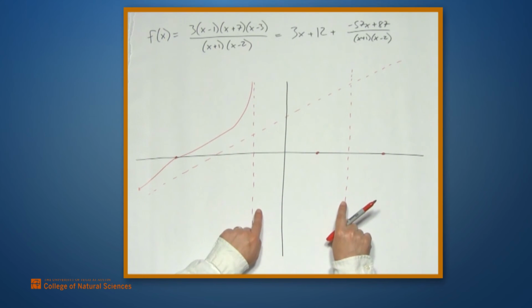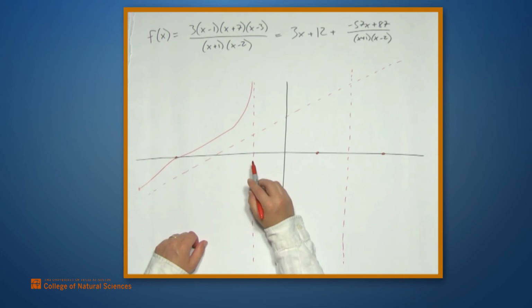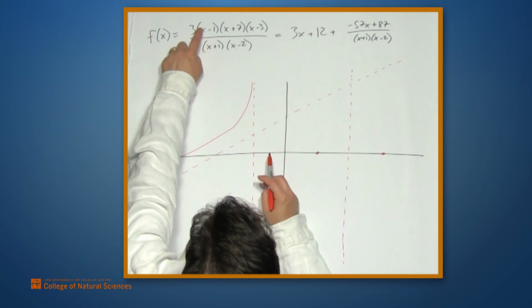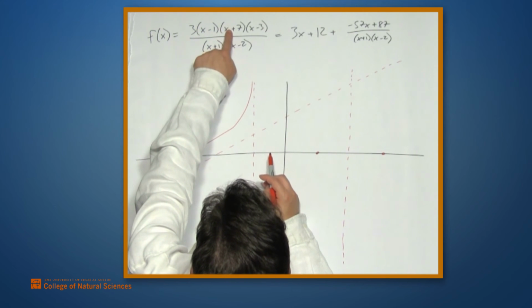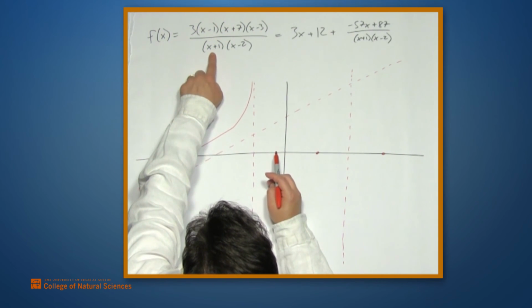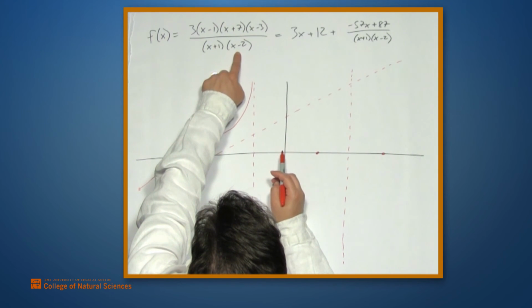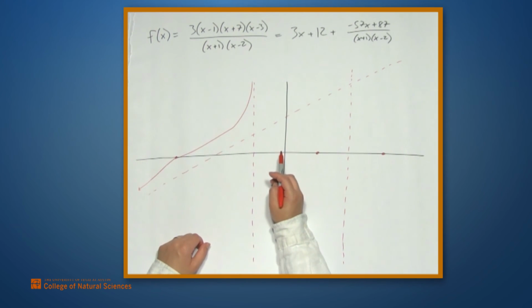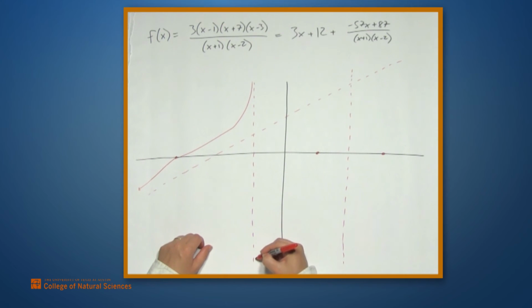Now, let's see what happens between these two vertical asymptotes. If we plug in something slightly larger than negative 1, then this is going to be negative, positive, negative. This now is going to be positive, and this is negative. So the result is a negative. So it's going to come up something like this.